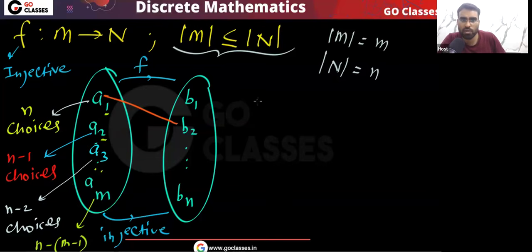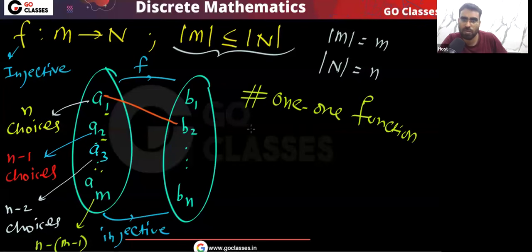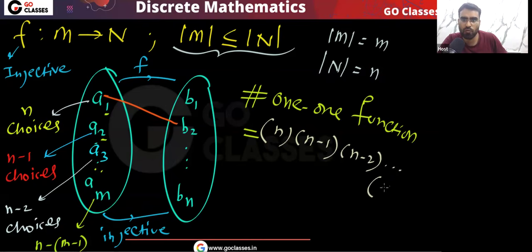Agree? Okay, so finally, the number of one-to-one functions, what will that be? That will be n multiplied by n minus 1 multiplied by n minus 2, and so on. What will be the last term? That will be n minus m plus 1. Do you need to remember this, or can you do it immediately in the GATE exam? We have seen the proof, so now you can do it immediately. So this is the answer.